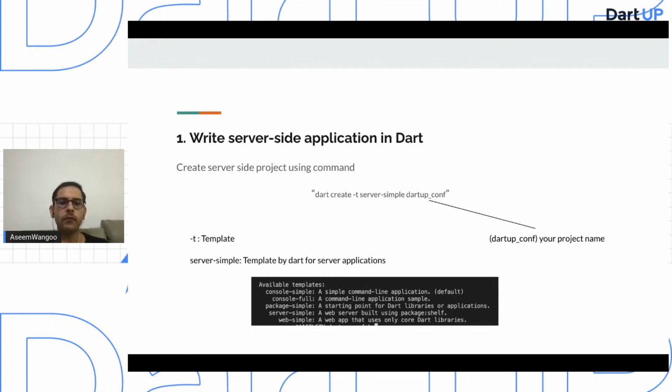And at the bottom, we can see the number of templates currently available from Dart. These are 5 in number, and one of them is server-simple. And if we see the description, it says it creates a web server built using package shelf. Now let's see this in detail.